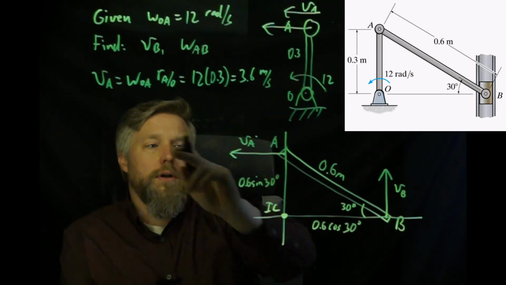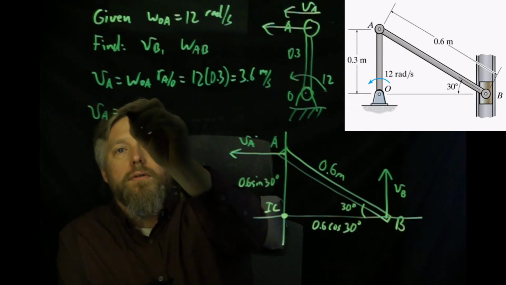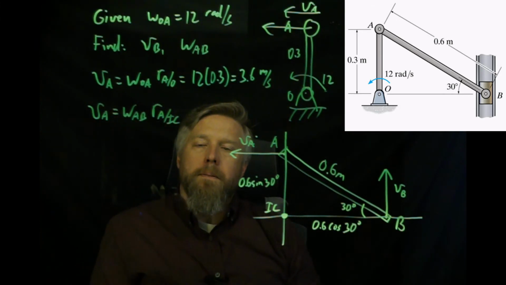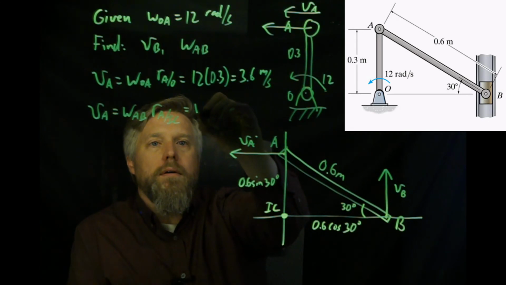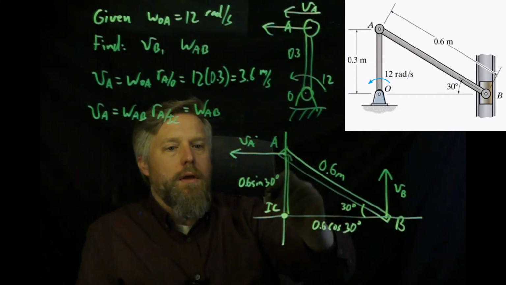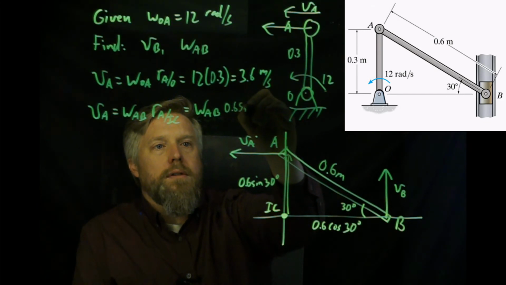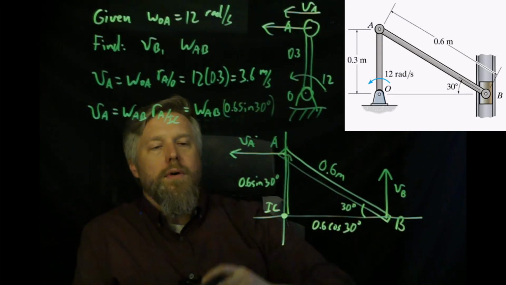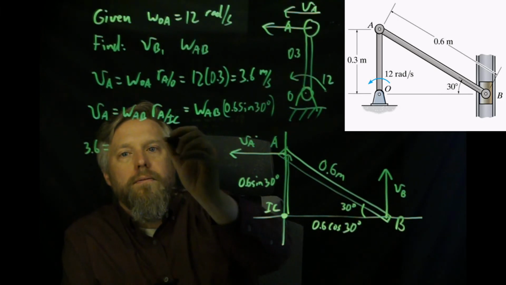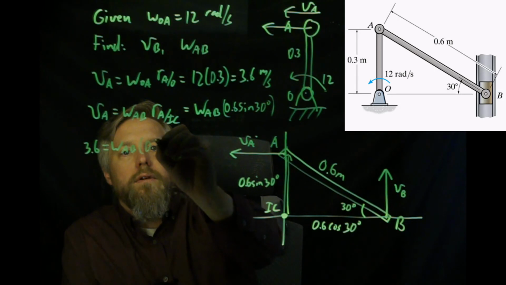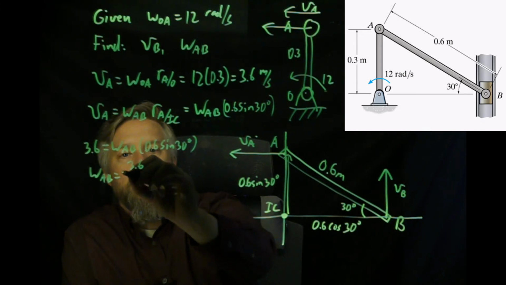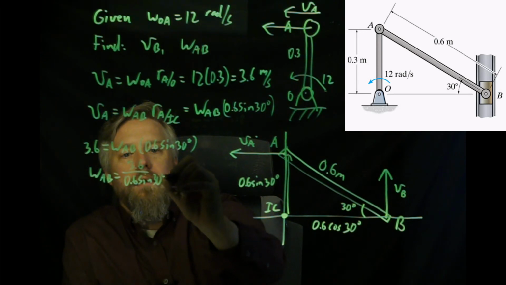Now I'm going to do the same thing I did up here, but looking at AB. The velocity of A is going to be equal to omega AB times the position of A with respect to IC, that instantaneous center. What's our position of A with respect to IC? Well, that would be this vector right here going up. And you can see it's 0.6 sine of 30. I'm not putting in directions because I'm using all scalar equations right here. And I know my VA is 3.6, so I can put in 3.6 equals omega AB times 0.6 sine of 30. And I solve for omega AB, which is equal to 3.6 over 0.6 sine of 30 equals 12 radians per second.